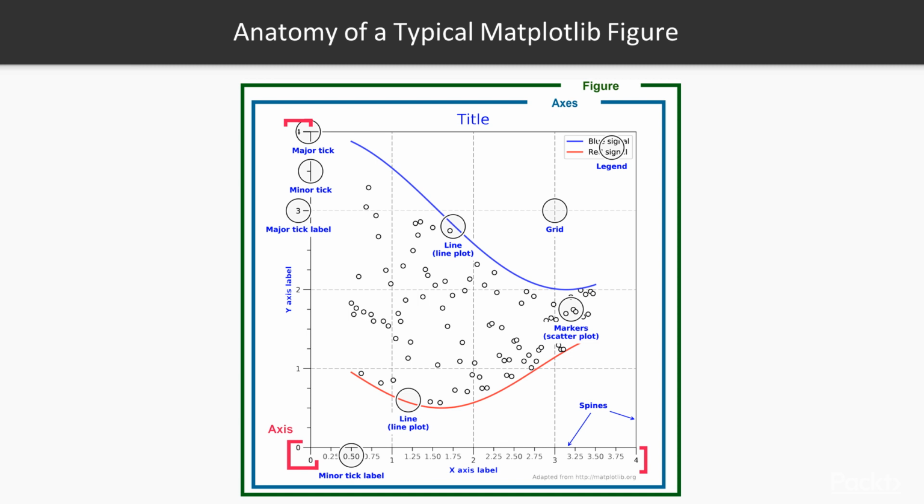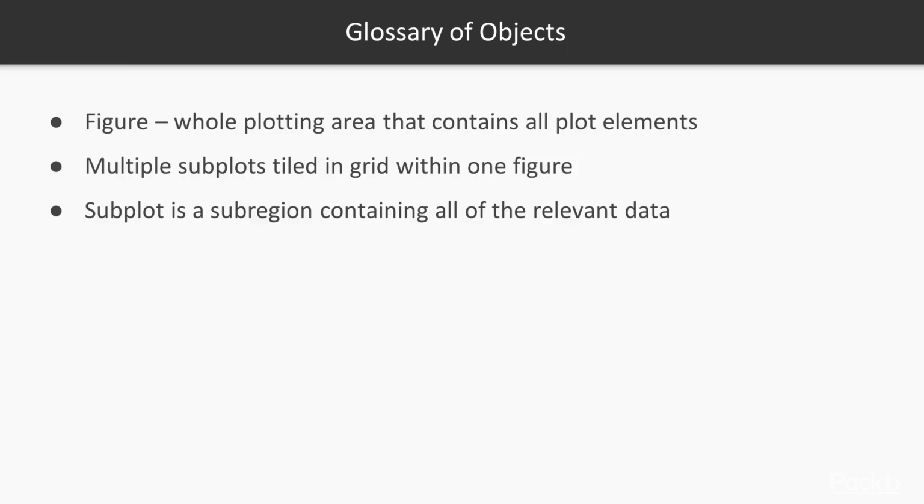For clearer illustration, here is a plot adapted from Matplotlib's official website that nicely highlights the anatomy of a typical Matplotlib figure. So, a figure is the whole plotting area that contains all plot elements. Multiple subplots may be tiled in a grid within one figure. While a subplot is a subregion in a figure that contains all the relevant data to be displayed on the same axes. We will demonstrate how to create subplots in the next section.